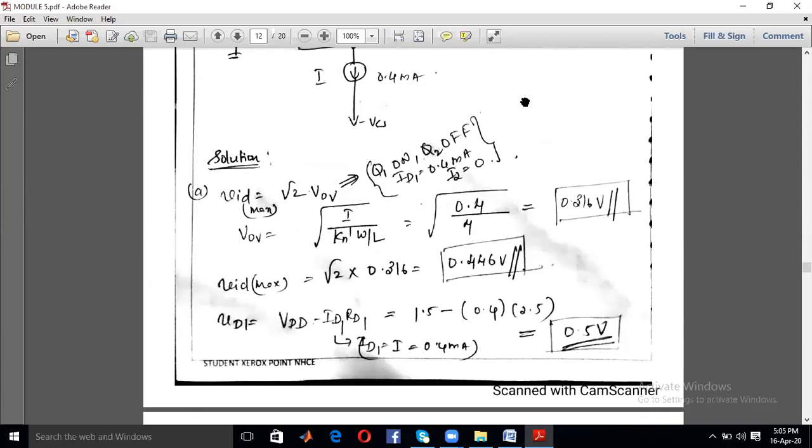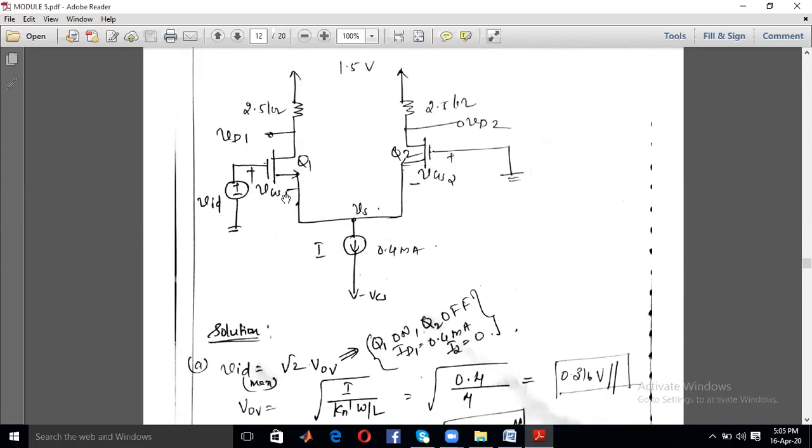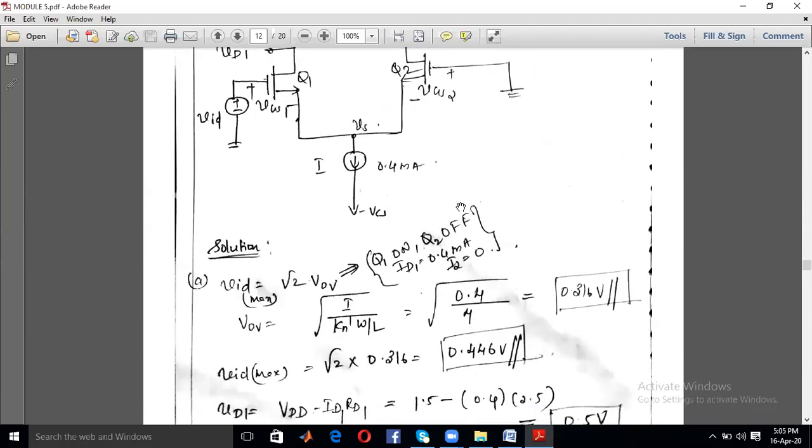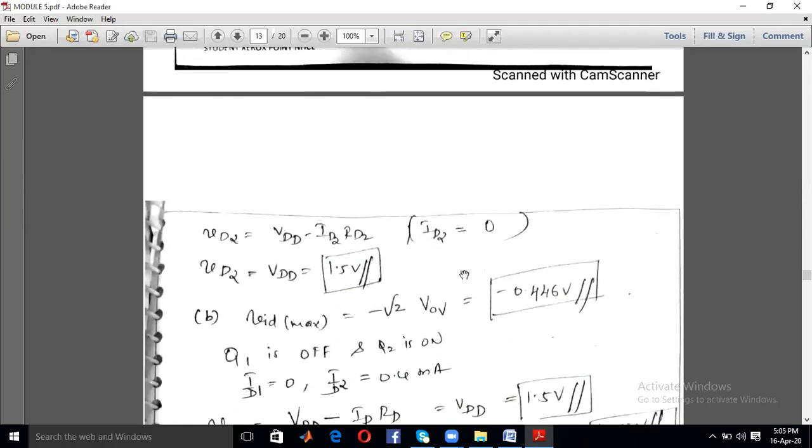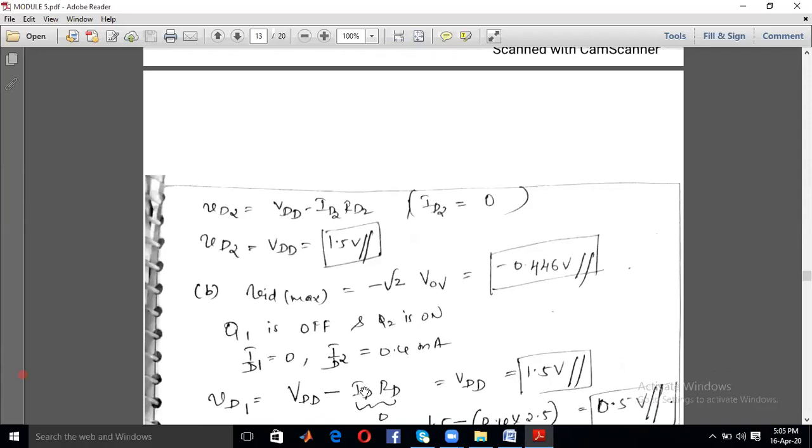Similarly, in the second case, you have to switch on Q2 and switch off Q1. For that, you have to steer the entire current through Q2, so you have to make VID negative root 2 VOV. That is approximately equal to minus 0.446 volt. This voltage is enough for the transistor Q2 to remain in saturation and Q1 to remain off. So the entire current ID2 will be equal to 0.4 milliampere, and at the same time ID1 equals 0.